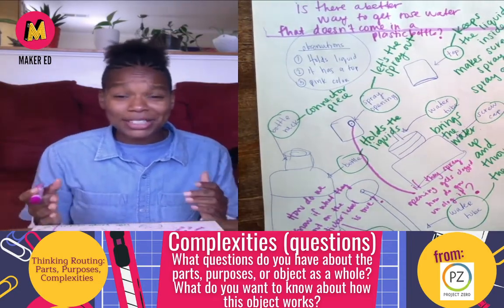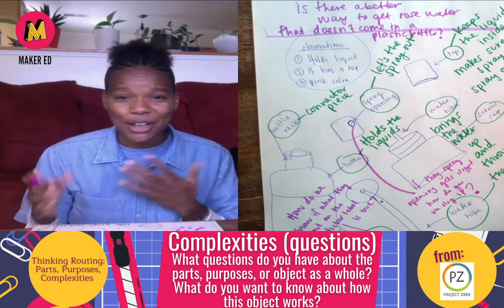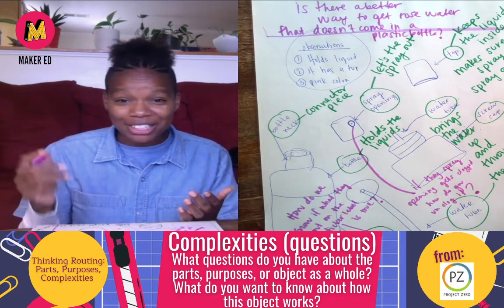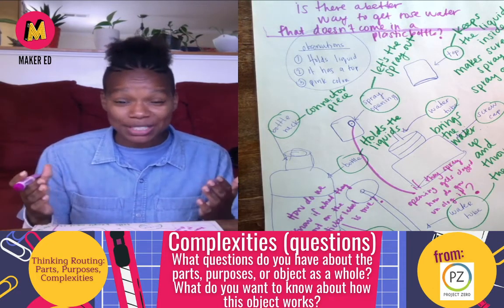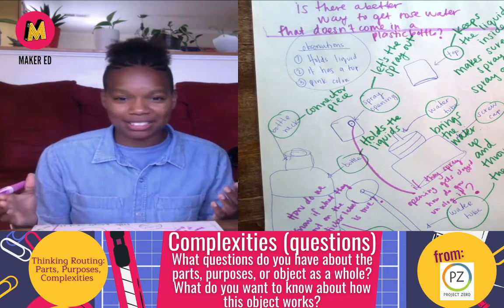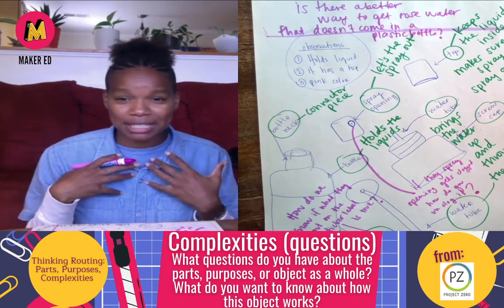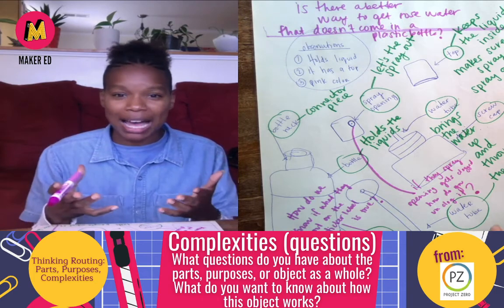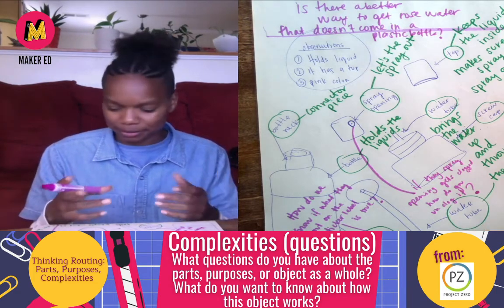Okay, so clearly I have a lot of questions. What questions do you have about your object? Grab a new color and write them down. Write as many as you want, okay? Doesn't have to be as many as me. It can be more and more and more. What questions do you have about your object?